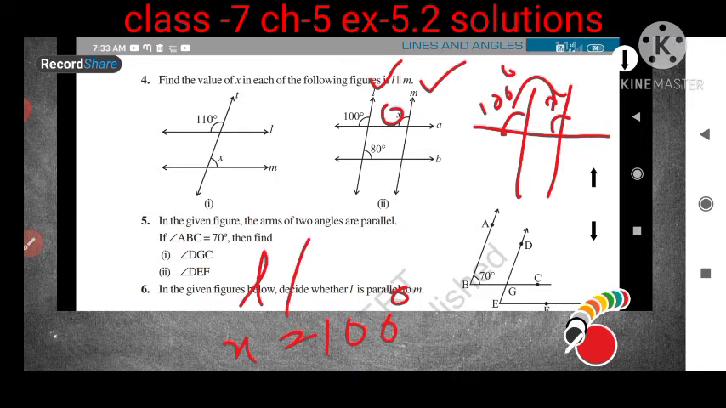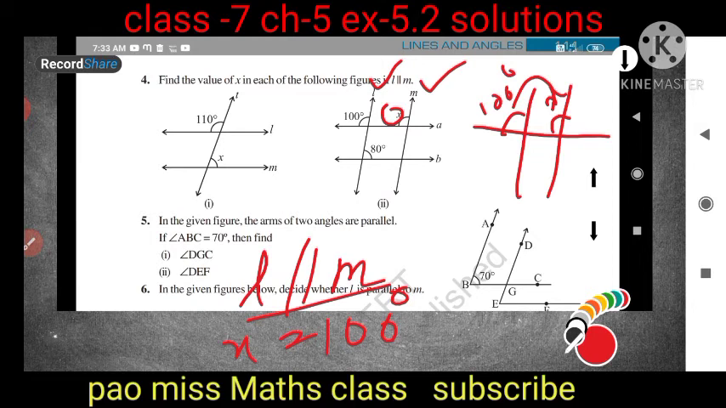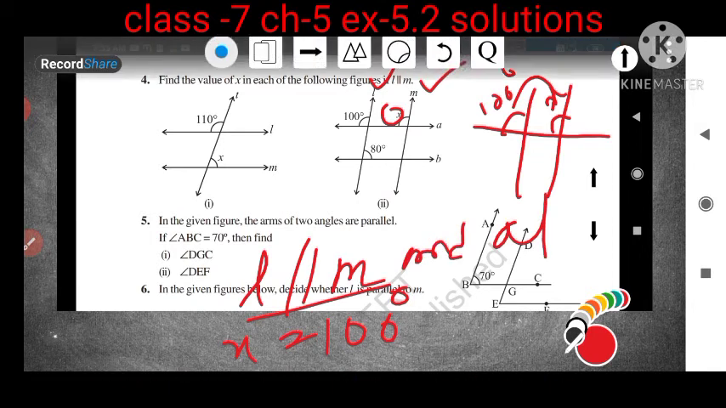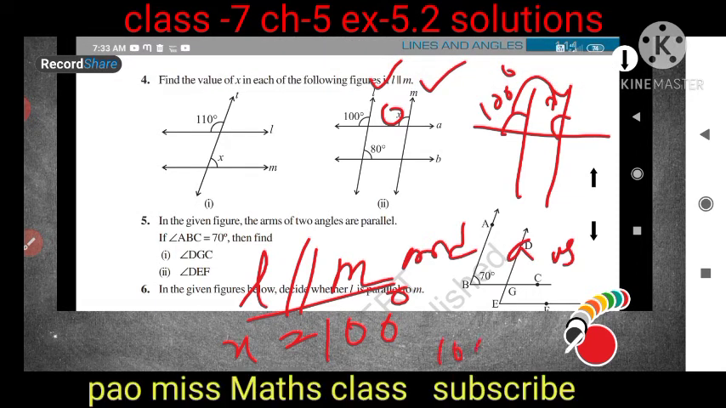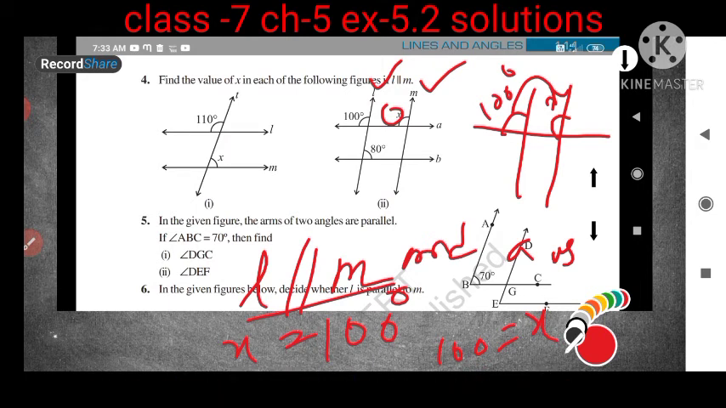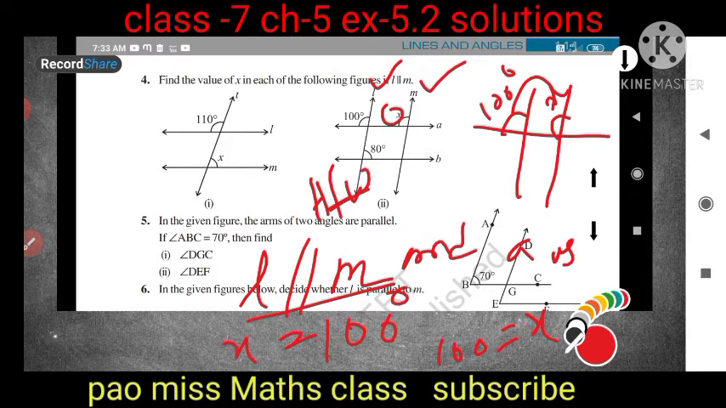L is parallel to M, and A is transversal, okay? If A is transversal, then angle 100 is equal to x, by corresponding angles. Simple, okay? You will write just like this. So this is your homework, okay? You will complete this homework.